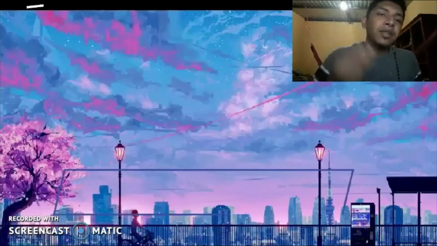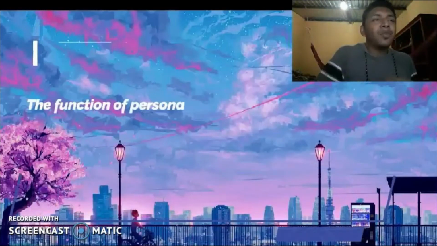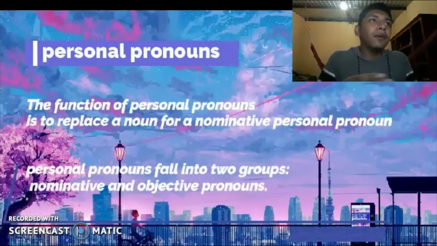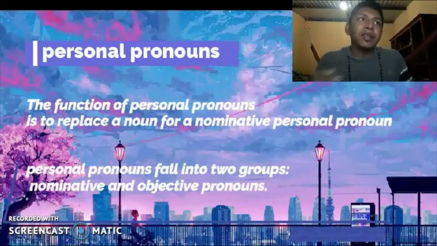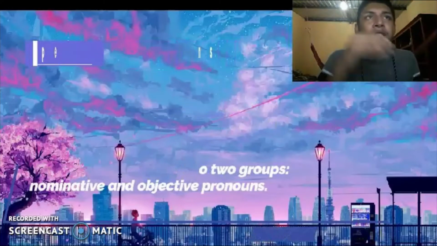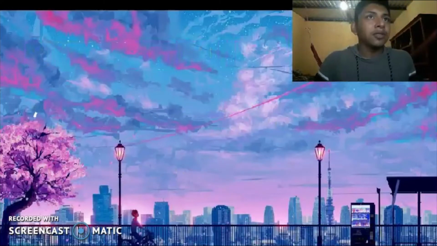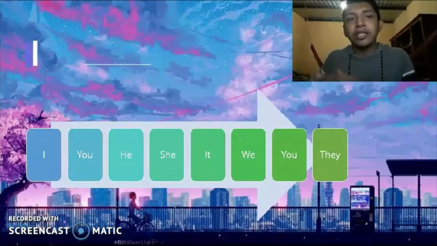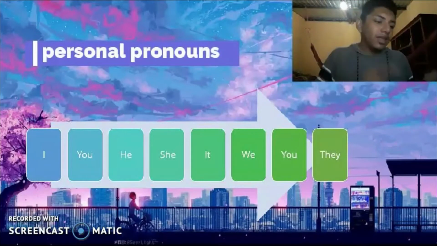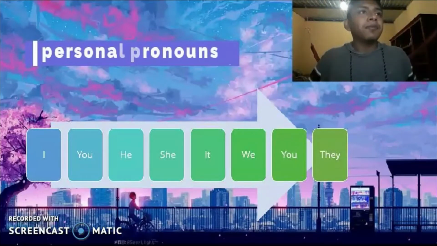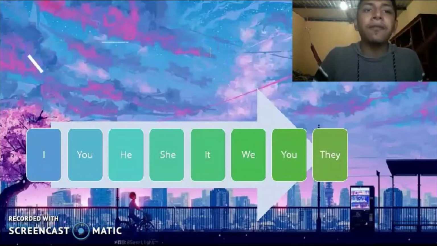And we start with the personal pronouns. The function of the personal pronouns is to replace a noun. Now, to be clear, the personal pronouns fall into 2 groups, nominative and objective pronouns. On the screen, you can see which are the nominative personal pronouns, and these are I, you, she, he, it, we, you, and they. For this, we use the following example.